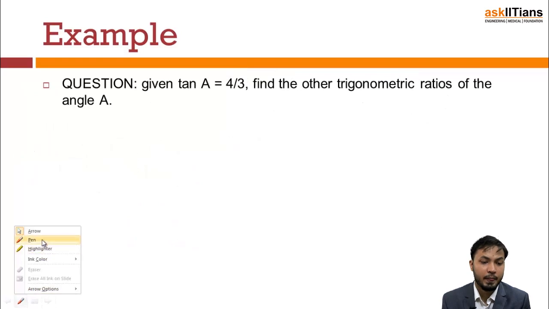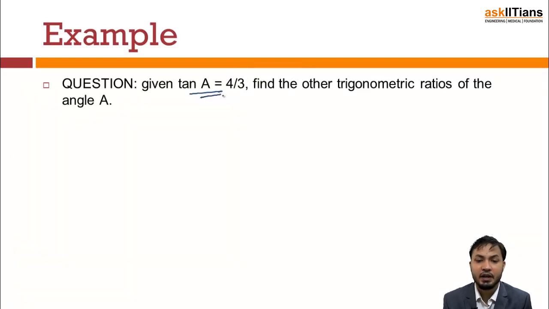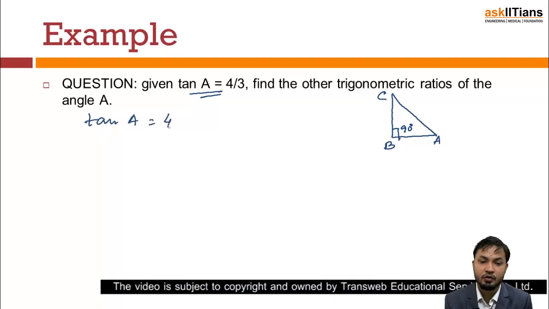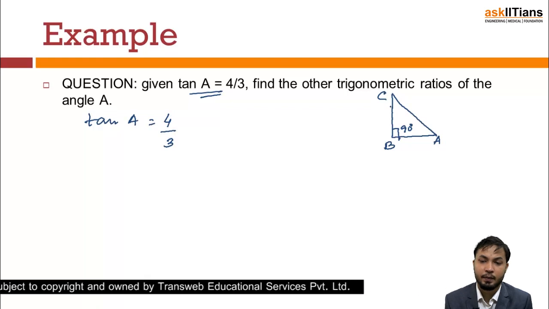Now, it is given that my tan of A is equal to 4 by 3. You need to find the other trigonometric ratios of this angle A. Now, let's draw my triangle first. This is my 90 degree. This is my A, B, and C. Now, it is given to me that tan A is equal to 4 by 3.